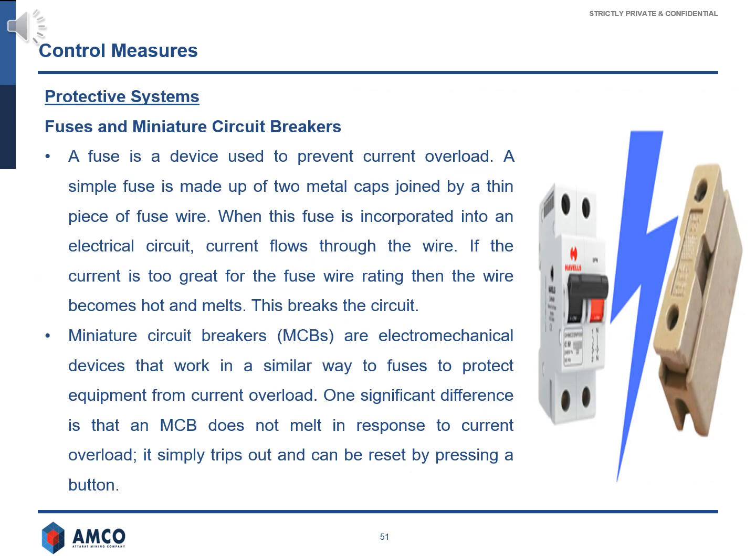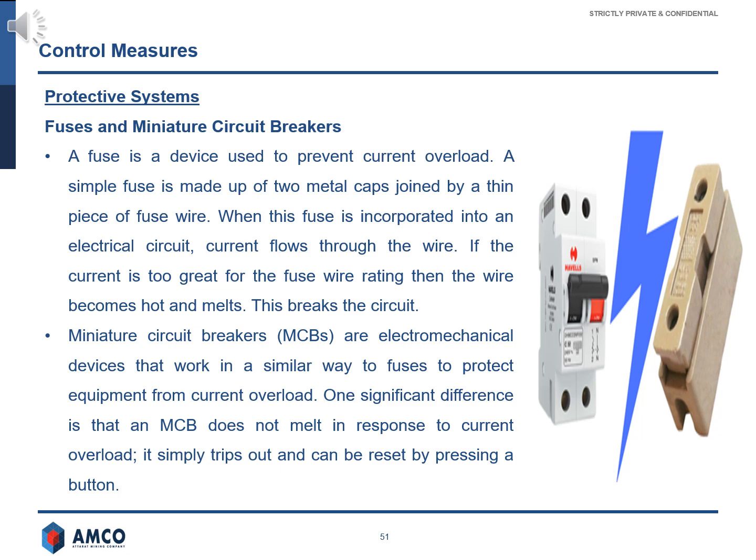Fuses and miniature circuit breakers. A fuse is a device used to prevent current overload. A simple fuse is made up of two metal caps joined by a thin piece of fuse wire. When this fuse is incorporated into an electrical circuit, current flows through the wire. If the current is too great for the fuse wire rating, then the wire becomes hot and melts.